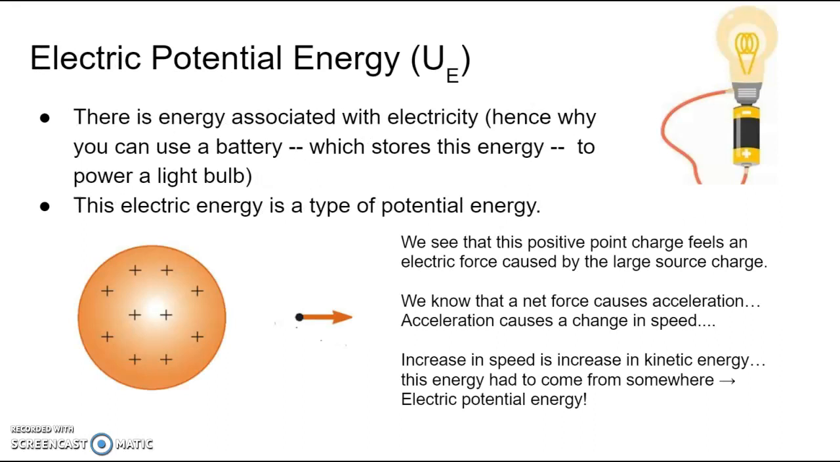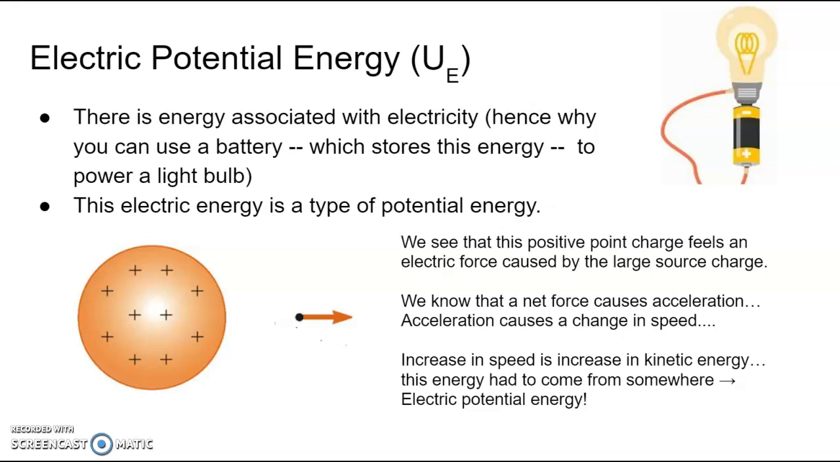So, talking about electric potential energy: for potential energy we use the symbol capital U, with a subscript E for electric potential energy. This is the potential energy associated with electricity. You know that if you attach a battery to a light bulb properly, you cause the light bulb to light up, so there is some sort of energy stored in that battery, and this is electrical energy.